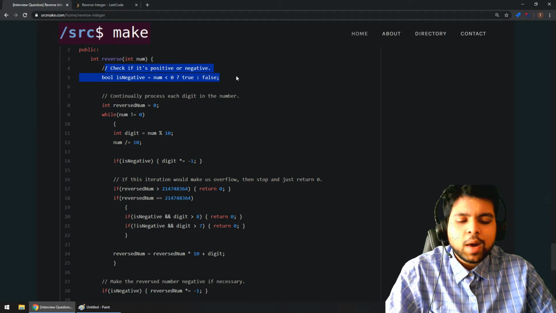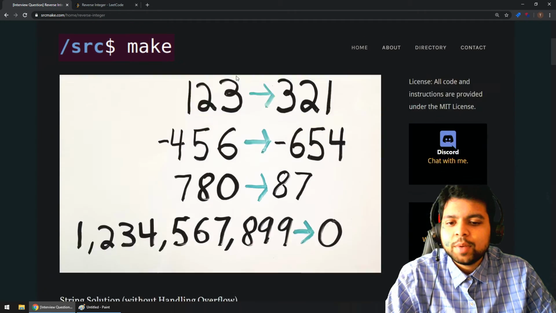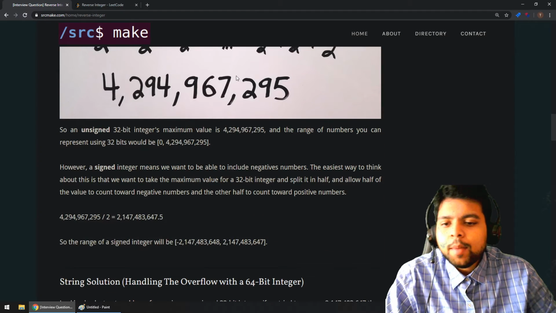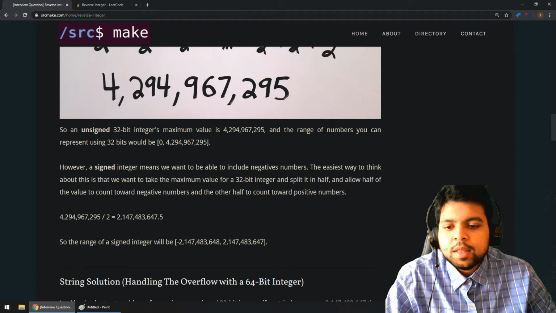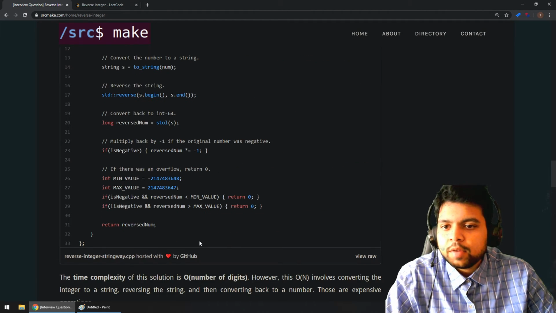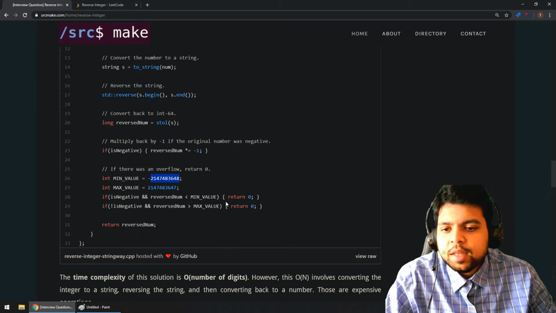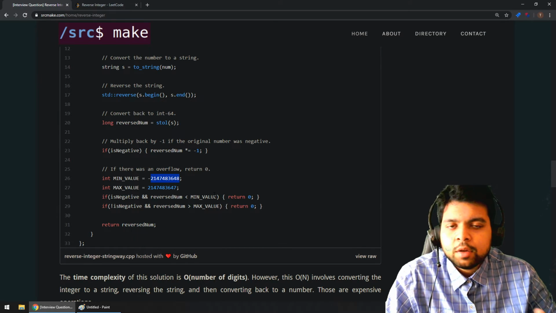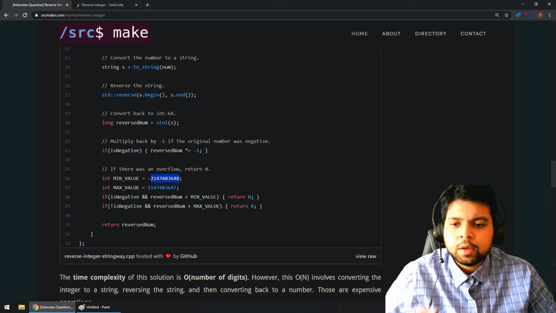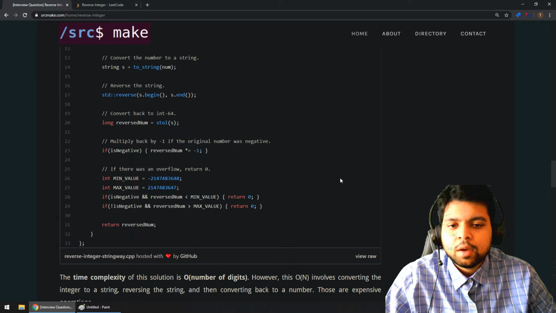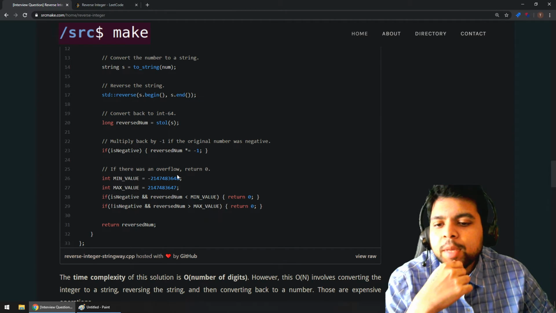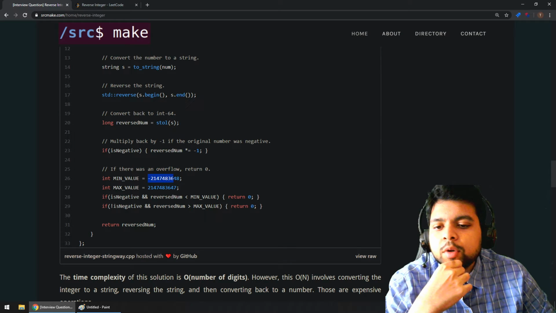So you might ask why. This is actually not that intuitive. But if you go back here, you'll see that this is a maximum. Actually, let's go back over here because it's a lot easier to see. This is the maximum value that you can go to, the minimum value, and this is the maximum value that you can go to. And so what happens if they pass in this number and they want to try to reverse this number?